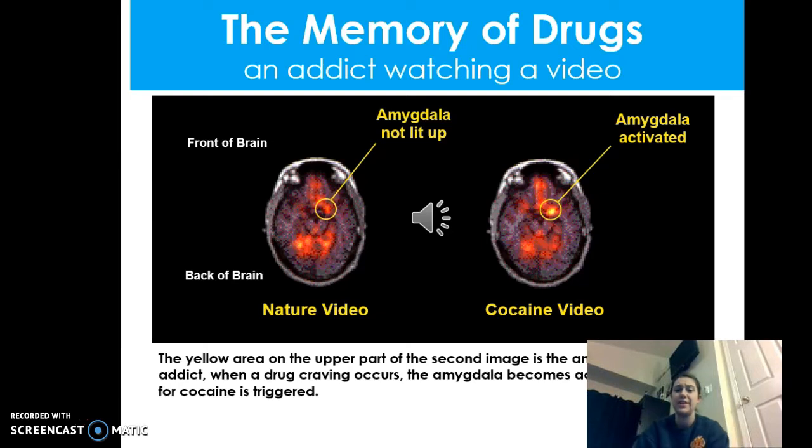Also, one thing we see is that addiction is tied to brain activity. So remember, the amygdala controls fear and rage. You'll see, here is a cocaine addict, and if they're watching a video on nature, the amygdala is not lit up. But as soon as they start watching the video on cocaine, the amygdala lights up. So it shows you that even the psychological addiction is an emotional addiction. It really is a very strong brain addiction. It's not just something that people make up.